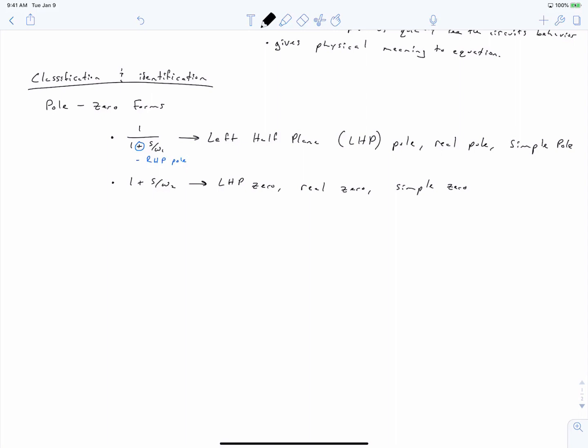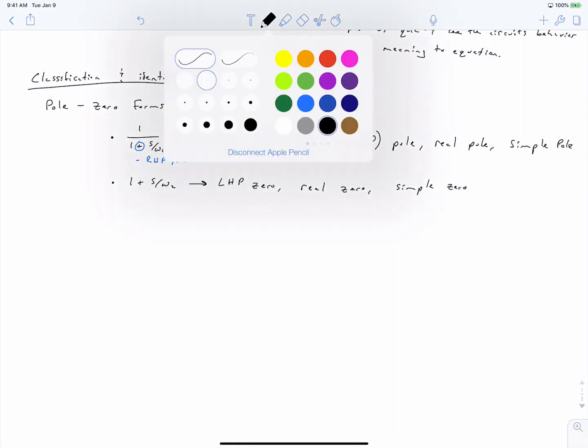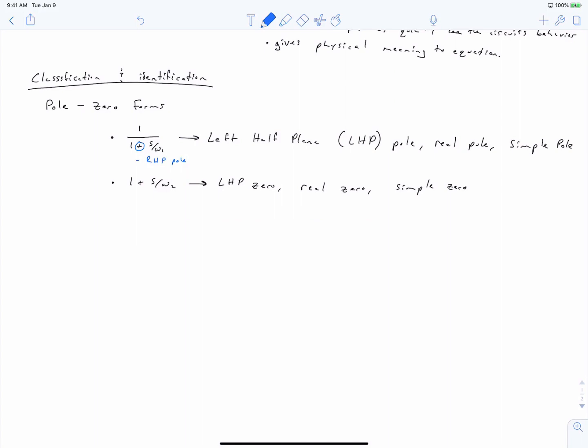Well, in the case of the pole, we notice that at low frequencies it looks like a simple gain, but at high frequencies it looks like an integrator. We can make the same kind of observations about a zero. At low frequencies, when s over omega 2 is small, the 1 dominates, and it's a simple gain. But at high frequencies, when s over omega 2 is very large, this term dominates, and it looks like a derivative. If you look back at your tables of Laplace transforms, if you multiply by an s, you have a derivative operation.